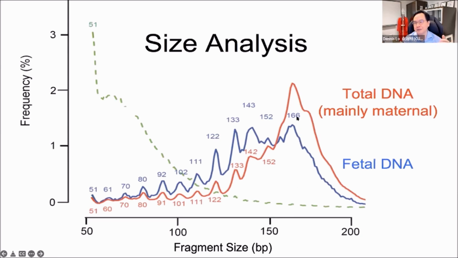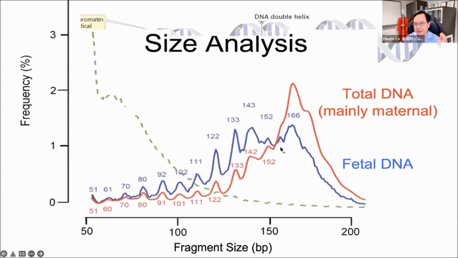And then, interestingly, you see that they have a series of peaks. For example, this is one peak at 166 base pair. And after that, every 10 base pair or so, you have another peak. And then you also find that fetal DNA, which is in blue here, is on the left-hand side of this red line, which is mainly from mother's DNA. So in other words, fetal DNA is a little bit shorter than mother's DNA. And then we wonder what all those peaks are.